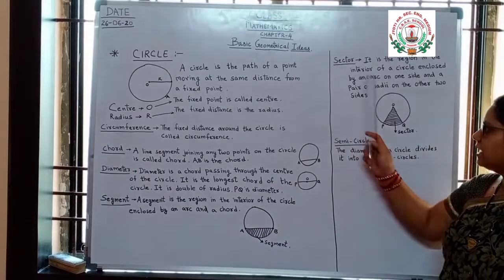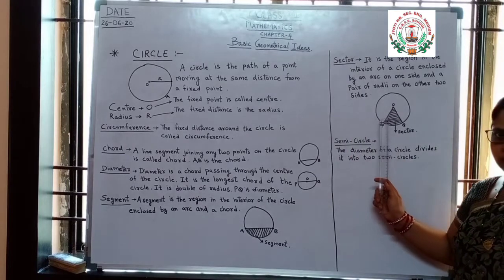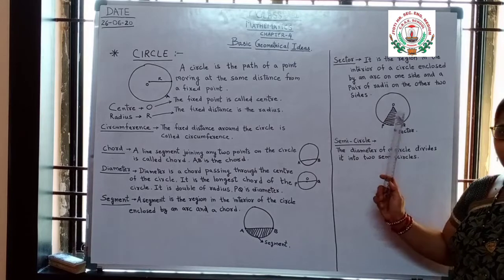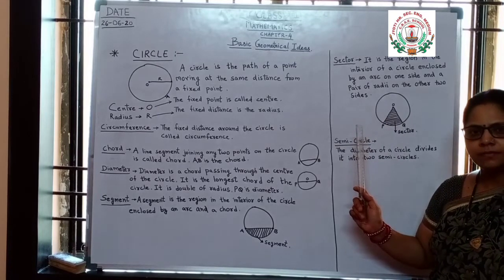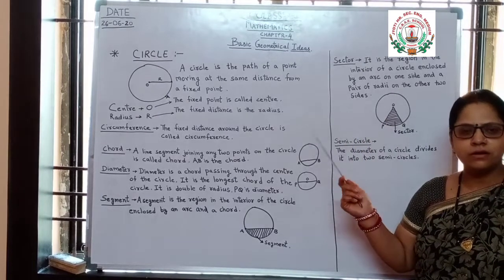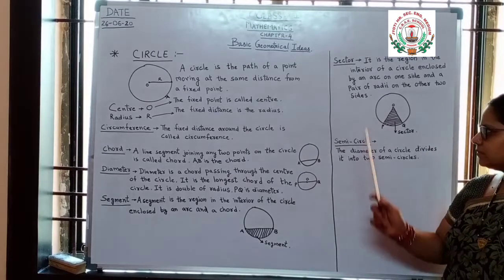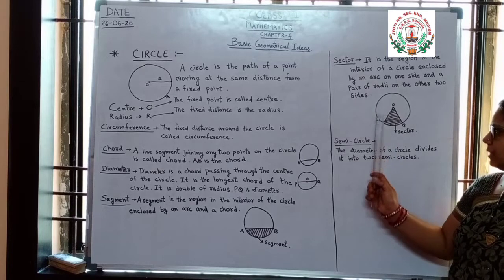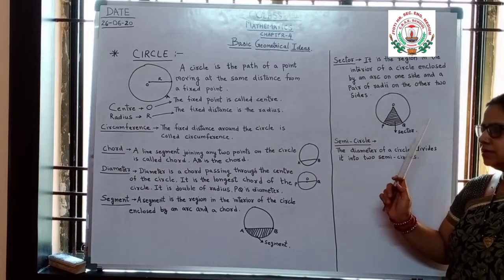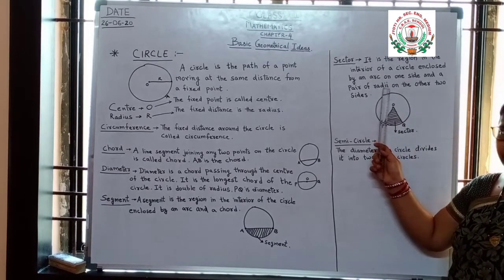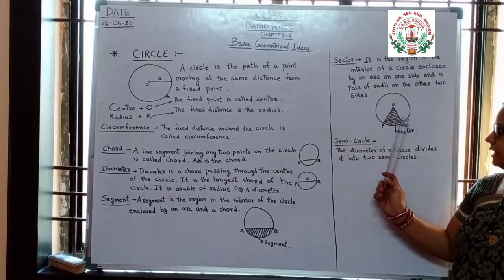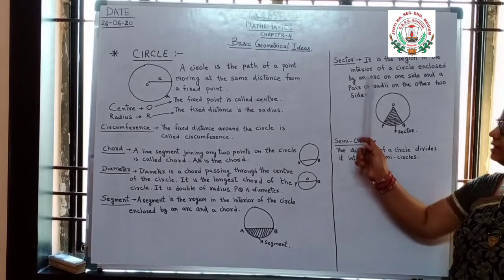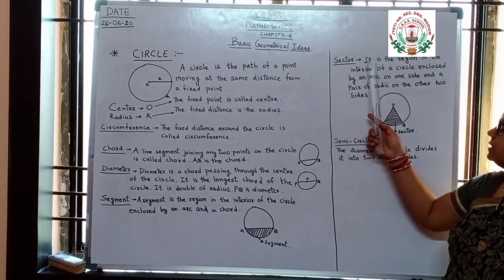Now a sector is the angle formed by 2 radii. The plural of radius is radii, and this plural you study in the English language. So the angle formed by 2 radii and the arc, the region covered by that, is called the sector. Now see here what is written.